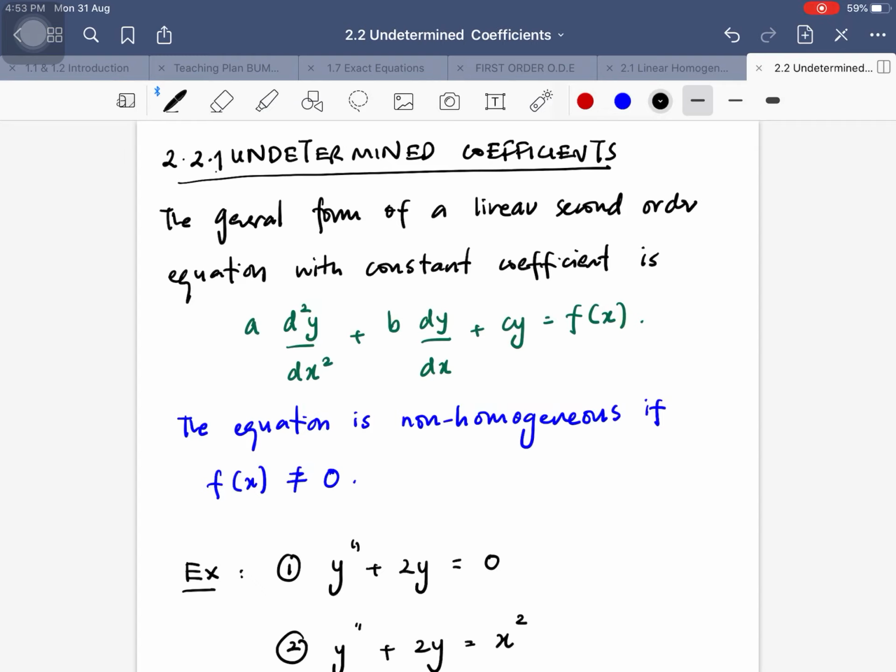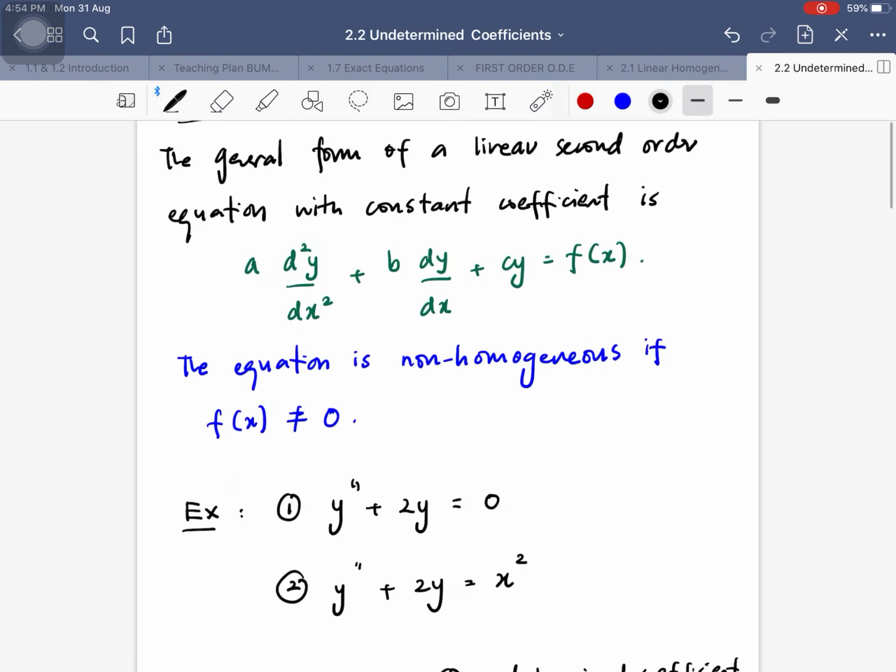So the general form of a linear second order homogeneous equation with constant coefficients is the same equation that we have seen before, which I explained in the previous subtopic. It is given by a d squared y over dx squared plus b dy/dx plus cy equals a function f of x. The equation is going to be called non-homogeneous if this side of the equation is not equal to 0. If it's 0, it's homogeneous. Not equal to 0, it's going to be non-homogeneous.